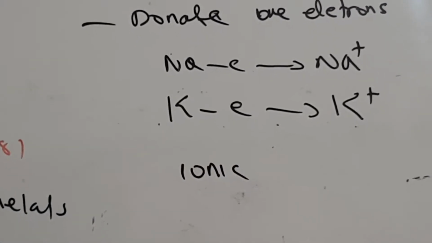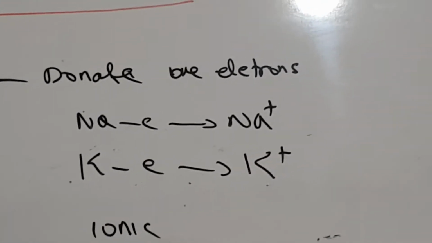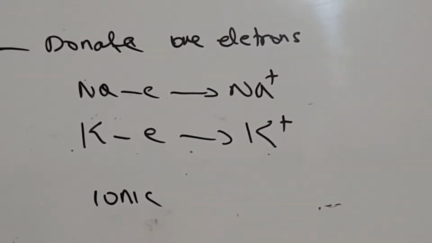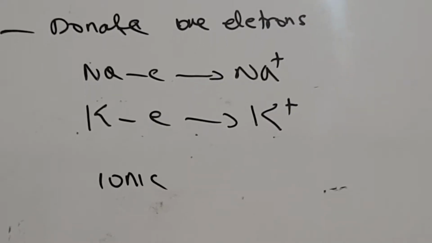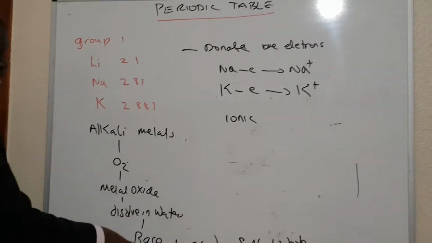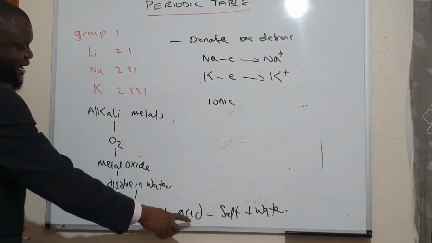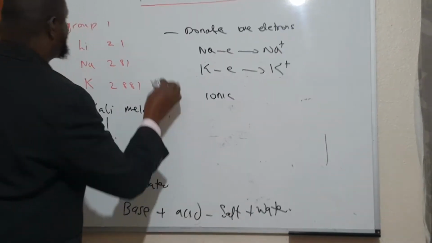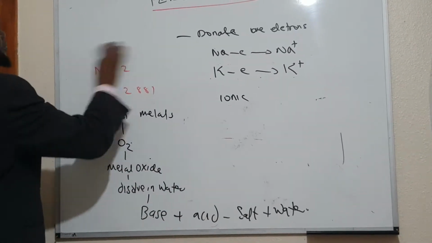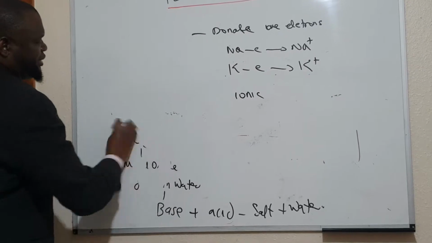Do you see that? They are called alkali metals. When they react with oxygen, they form metal oxide. When that metal oxide dissolves in water, it's called a base. And when a base reacts with an acid, it forms salt and water. Okay? That is the first information we have about it.